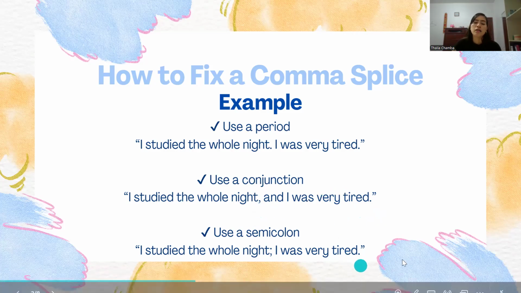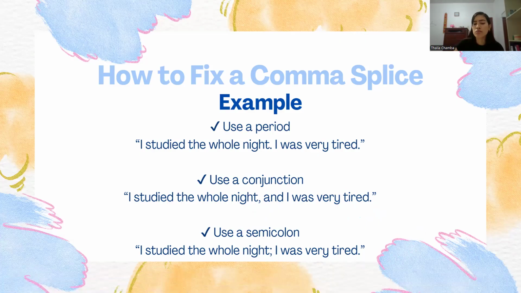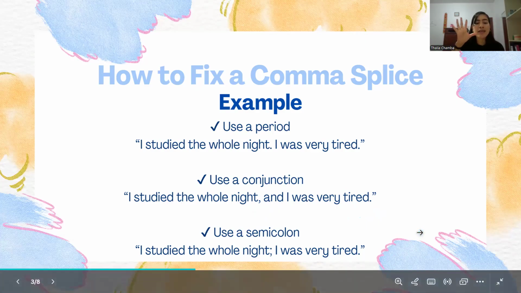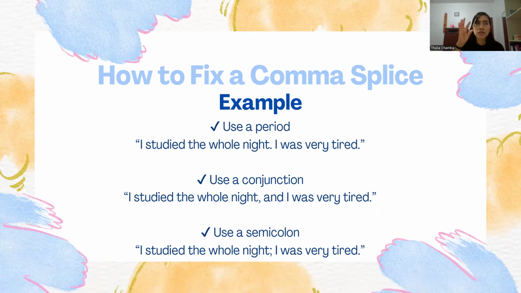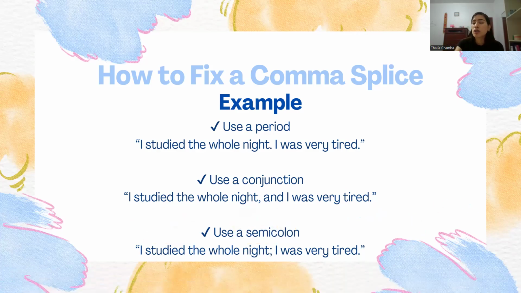Okay. Now let's continue with the third method. Use a semicolon. We can use a semicolon with ideas that are closely related. For example, I studied the whole night; I was very tired. The semicolon connects the ideas without a conjunction.